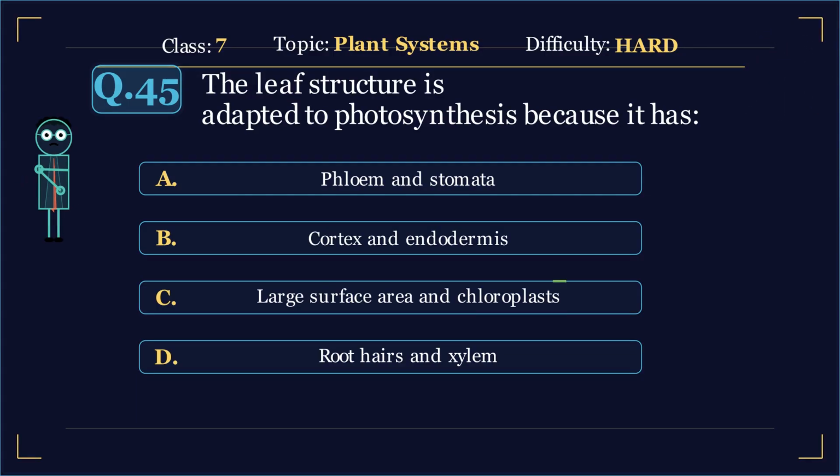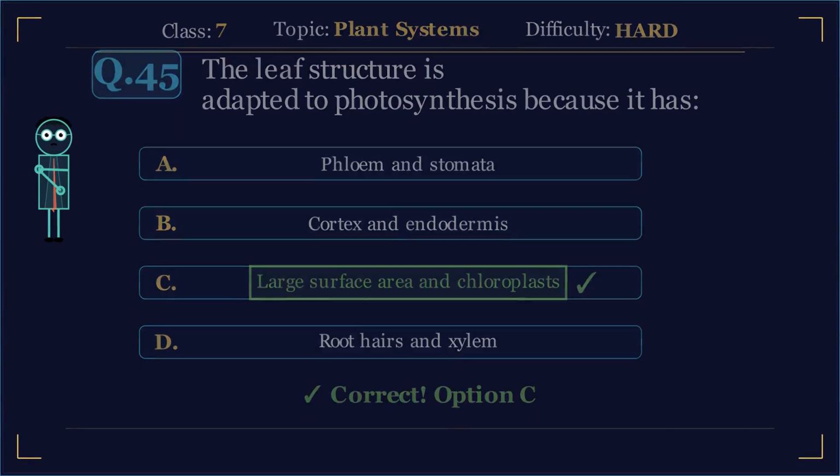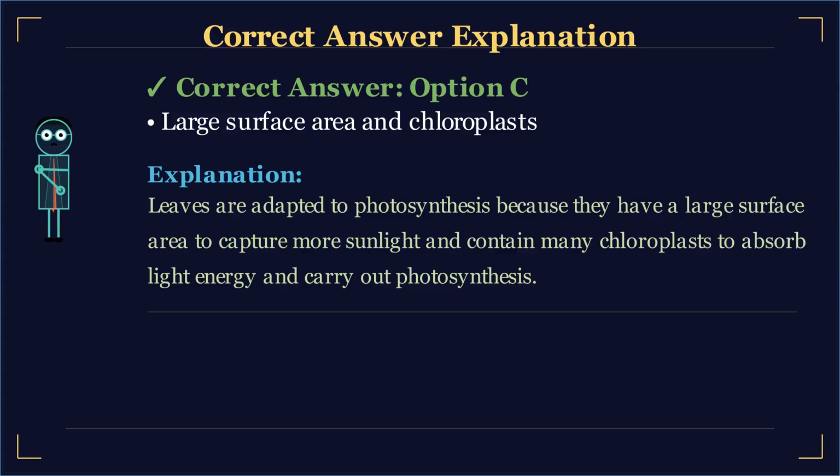The correct answer is option C. Here's the explanation for the correct answer. Leaves are adapted to photosynthesis because they have a large surface area to capture more sunlight and contain many chloroplasts to absorb light energy and carry out photosynthesis.